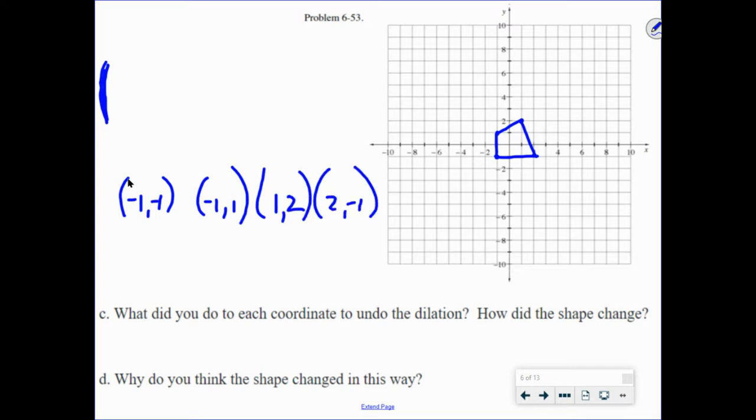And my parentheses got a little funky. They got a little big there. Now, this is the result of the dilation of what? Of multiplying by 1/3. So the question is, what would happen if I wanted to do the opposite? If I wanted to find out the original, if I wanted to go the opposite direction, what would I have to do? What is the opposite of multiplying by 1/3?